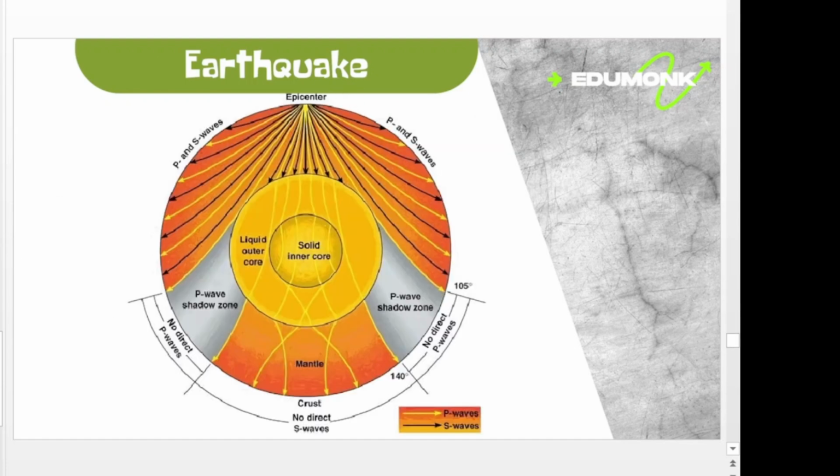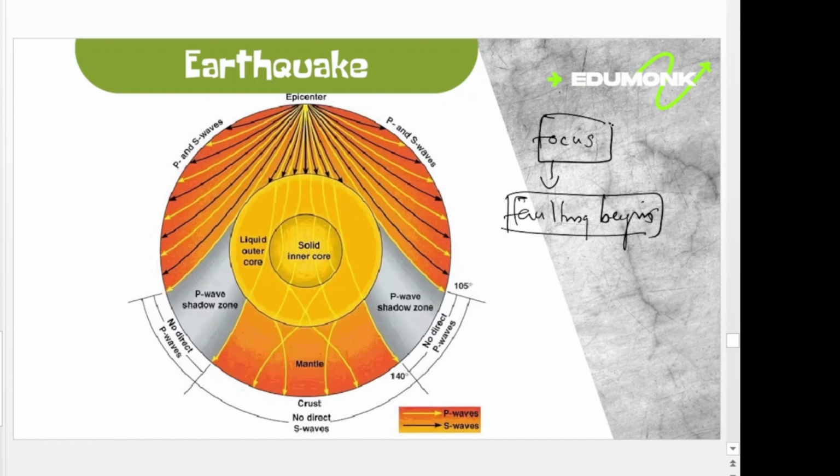First one is focus. This focus is the point where the faulting begins. Focus is the point where faulting begins. That's known as focus or hypocenter. Focus or hypocenter. That's the origination point of the earthquake.